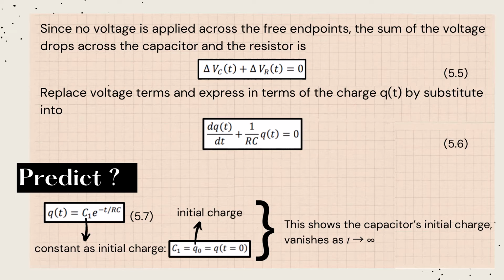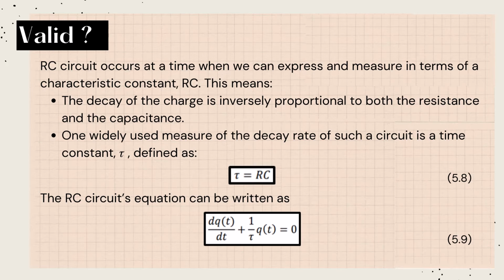Replace voltage terms and express in terms of the charge Q(t) by substituting equations 5.1 and 5.4 into equation 5.6. For the prediction, we can see here C1 is an arbitrary constant that can be taken as the initial charge. This shows the capacitor's initial charge cannot vanish as t approaches infinity. For validation, based on equation 5.7, the behavior of a simple RC circuit occurs over a time that we can express and measure in terms of a characteristic constant, namely RC.